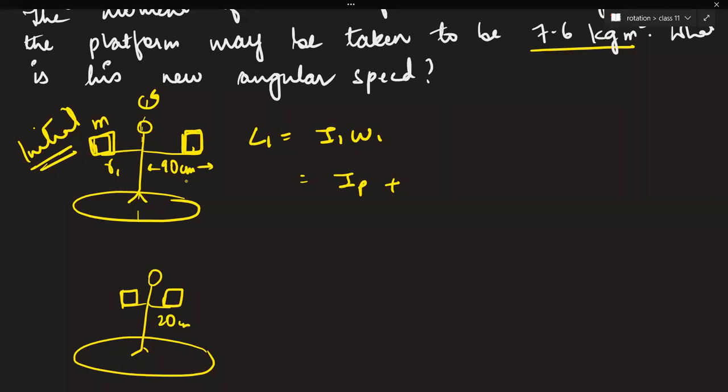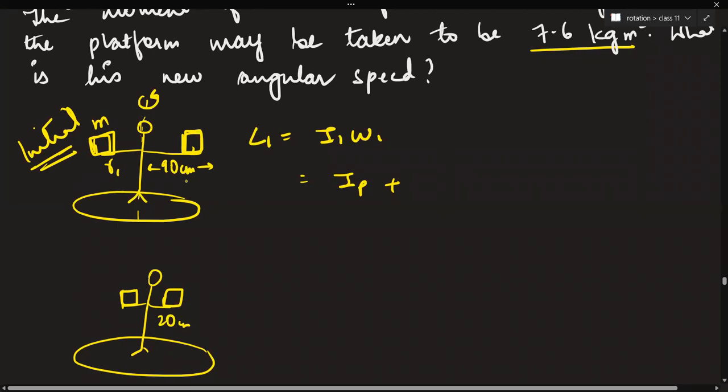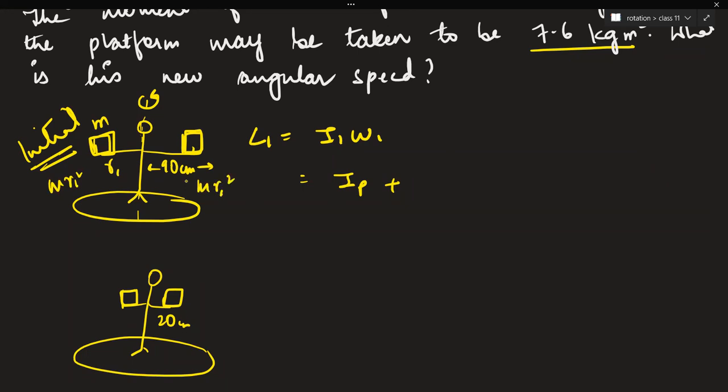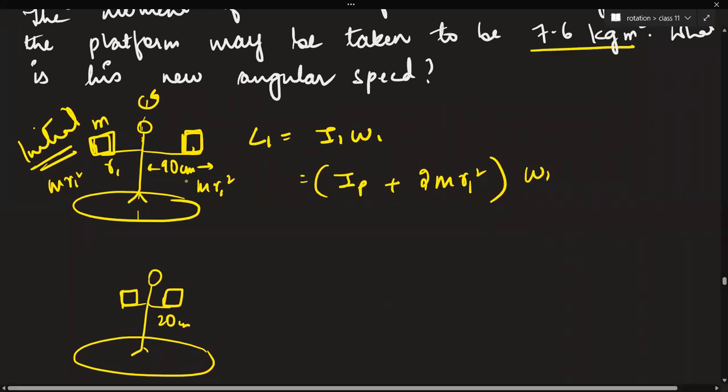I'm writing this one as M and this one as R1. So, the moment of inertia on the right hand side will become MR1 square, and for the left side it will also become MR1 square. So the total moment of inertia for these blocks will be 2MR1 square. This is the moment of inertia IP, that is man plus platform, plus these two masses that are present, into omega 1. This is your first equation from the first half of the question.